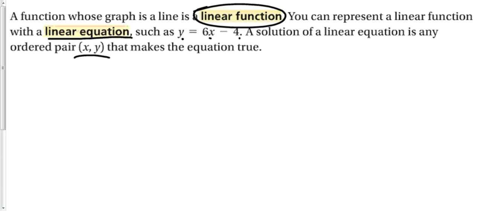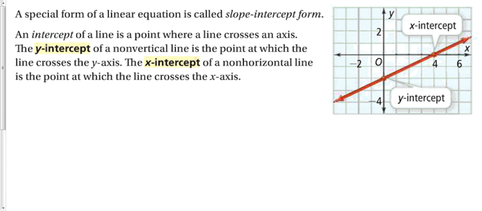As we talk about linear equations, one of the most common ones is called slope-intercept form of a linear equation. But in order to know what that is, we have to remember what an intercept is. An intercept of a line is a point where the line crosses the x or any axis. The y-intercept is where we cross the y-axis. The x-intercept is where we cross the x-axis.